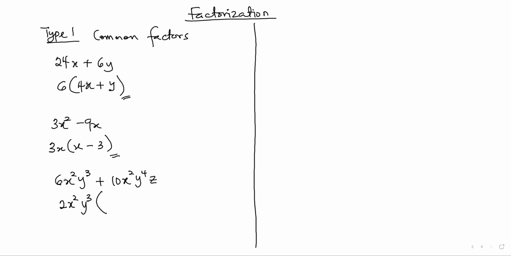Since we've gotten everything that is common, we bring into brackets. 2 times what to give me 2, x squared y cubed times what to give me 6x squared y cubed? That will be 3. Then we have plus 2 times what to give you 10, 5. We've already removed x squared. Out of y to the 4, we have removed y cubed, so we are left with only one y. Then our z is there. So that's all.